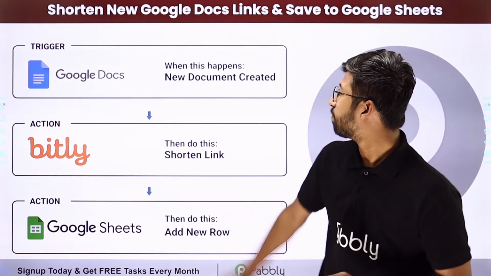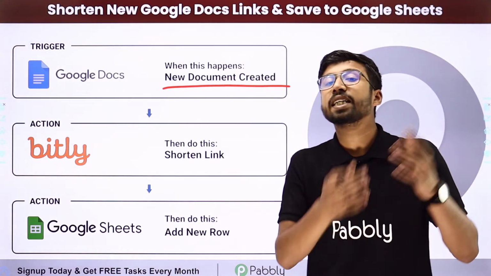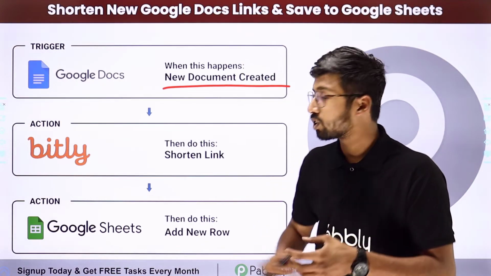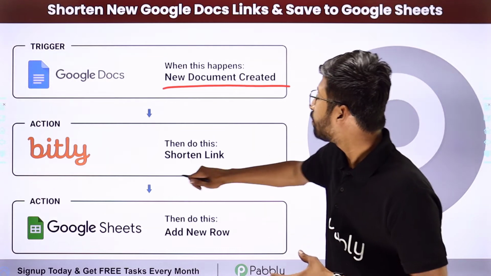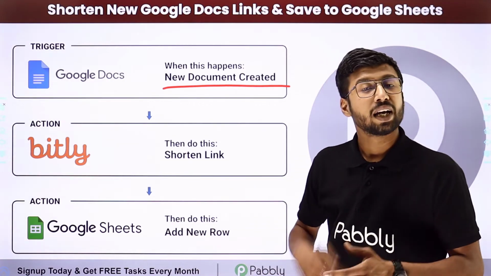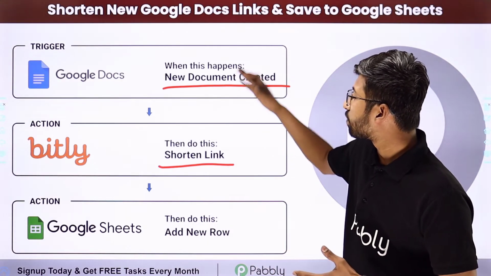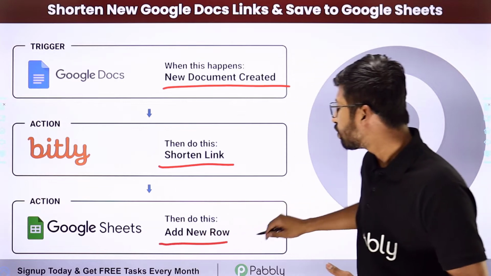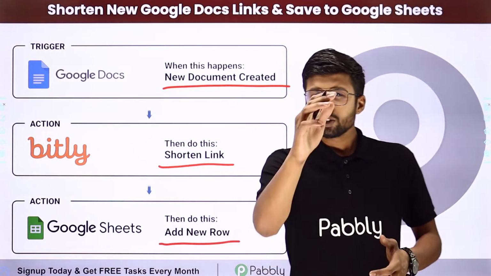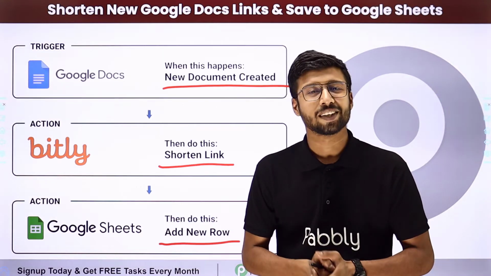So guys, let me tell you, you can actually automate this process. In this automation, whenever a new document is created in Google Docs, automatically the details of that document will be captured and the link of that document will be shortened using Bitly. We are going to create a short link for that. And after creating the short link, we are going to add the details of the document and the short link as a new row into your Google Sheet. So how you can set up this automation? To know this, you have to come with me to my screen.